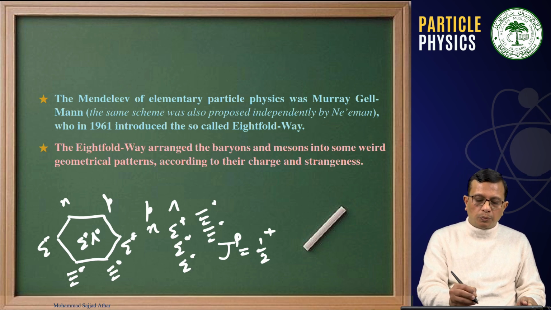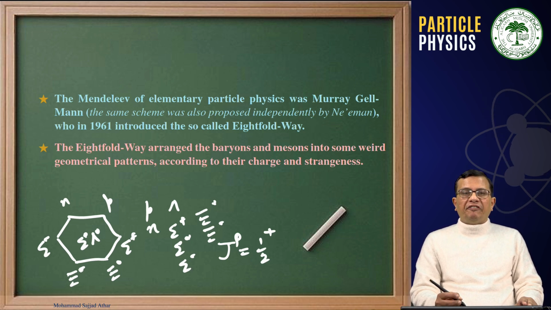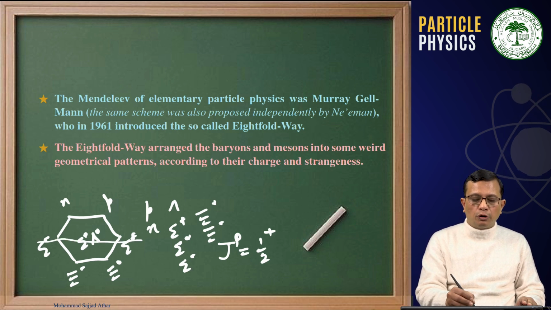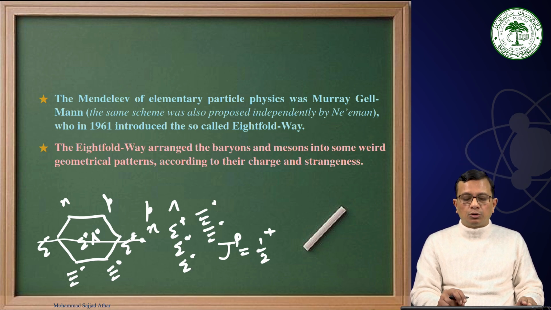The important point was that for the particles lying on the same line, if you switch off the electromagnetic interaction, then they have the same mass. Therefore, all those 4 particles, when you switch off the electromagnetic interaction, have the same masses. Similarly, that is true for proton and neutron, and cascade 0 and cascade minus.